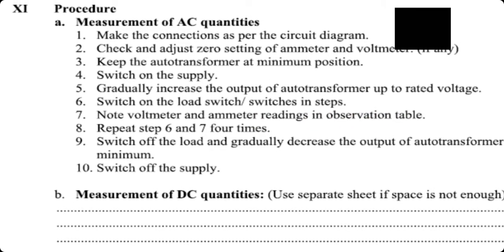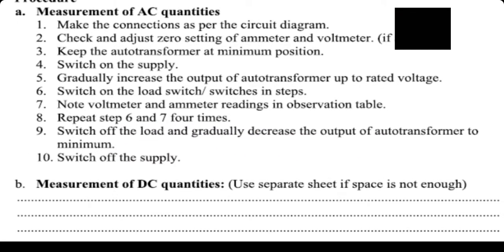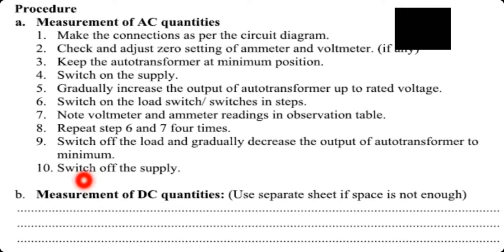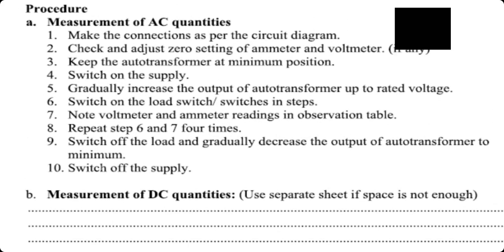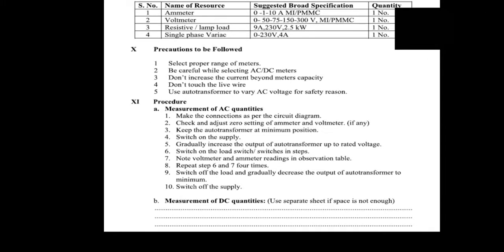Repeat steps 6 and 7 four times. Switch off the load and gradually decrease the output of auto transformer to minimum. Switch off the supply. This is the procedure for measurement of AC quantity. The procedure for measurement of DC quantities should be written by the student.